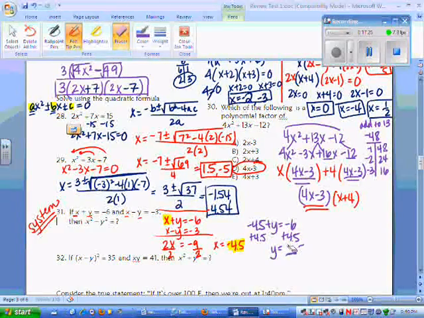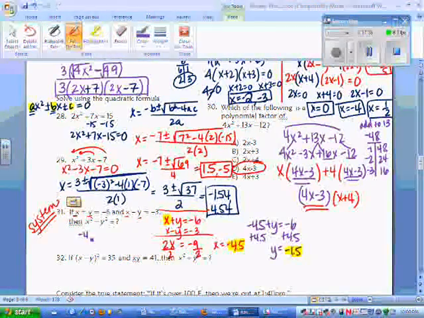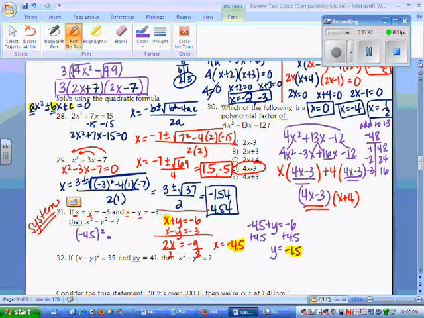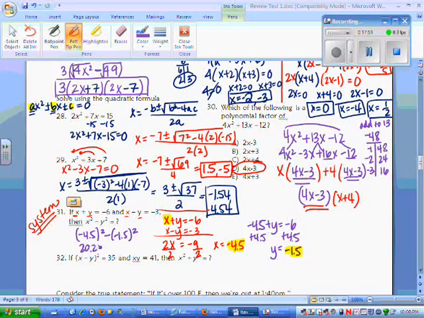Now I have what x and y are. I can go ahead and plug them in and rewrite this. x squared is negative 4.5 squared minus negative 1.5 squared. And solve. So it looks like I have 20.25 minus 2.25, which is 18, and that's my final answer.